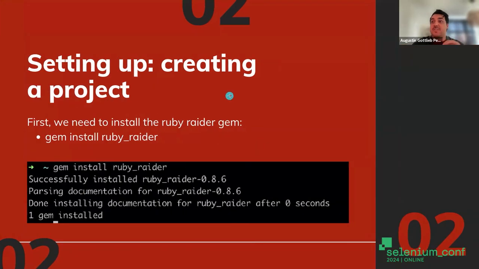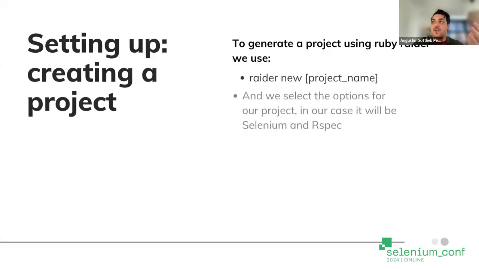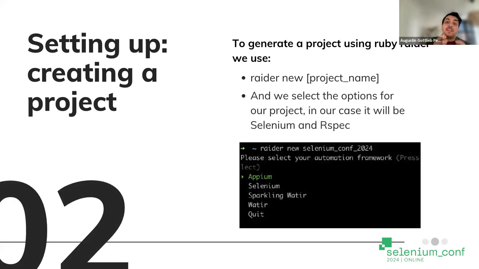And after we got the gem installed, let's start using it, right? So Ruby Radar gives you the possibility to set up different types of automation projects. We are going to use Selenium and RSpec in this session today, but just to let you know, you can also select Appium-based projects, you can select Watir-based projects, you can select Sparkling Water-based projects, which is a framework I have built following a Watir syntactic sugar for mobile automation. So let's go back into the terminal and let's generate a framework together.